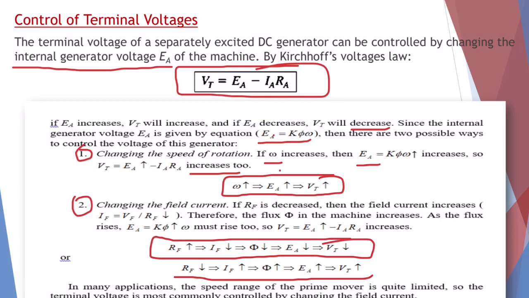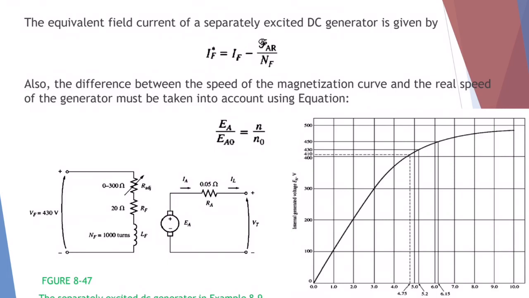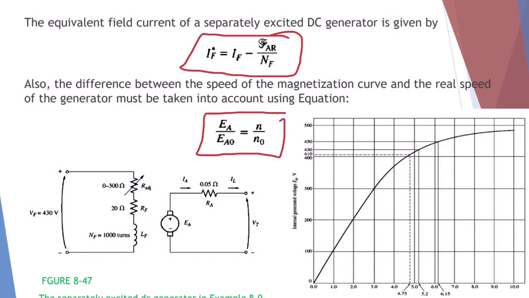In many applications, the speed range of the prime mover is quite limited, so the terminal voltage is most commonly controlled by changing the field current. The equivalent field current of a separately excited DC generator is given by IF equals IF minus armature reaction over NF. Also, the difference between the speed of the magnetization curve and the real speed of the generator must be taken into account using these equations here: EA over EA0 equals the speed over speed 0.